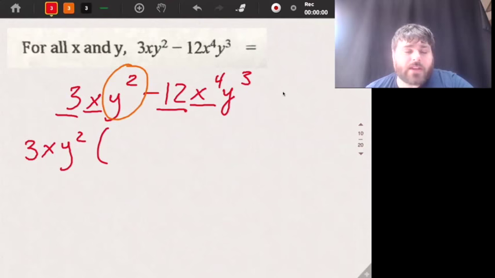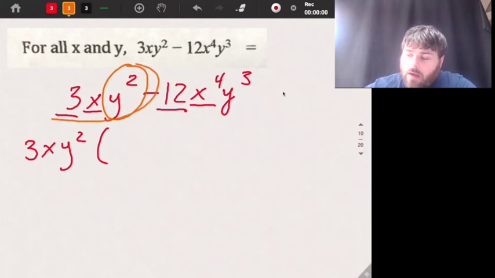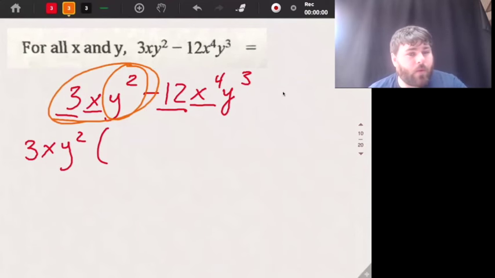When you pull out the greatest common factor, at least, I'm dividing whatever I had here by this 3xy squared. Because remember, when I distribute back in, it's multiplying, so the opposite would be division. So when I divide, I take out that 3 and that x and those y squared. What's left here? There's nothing.